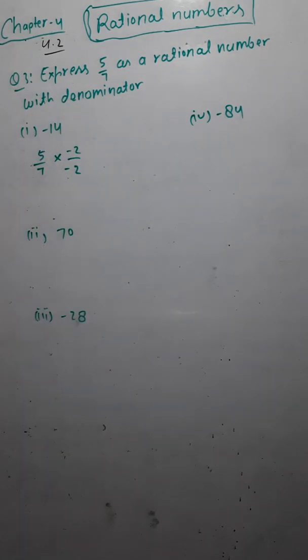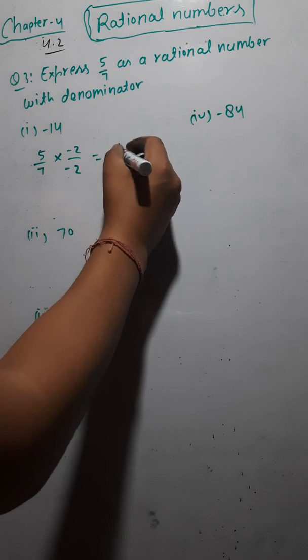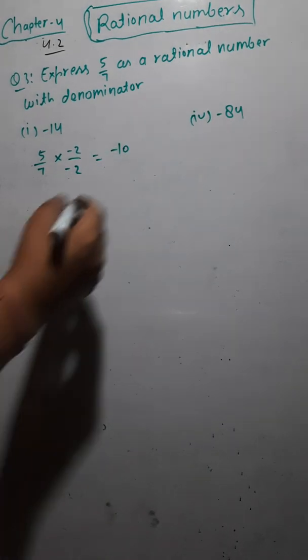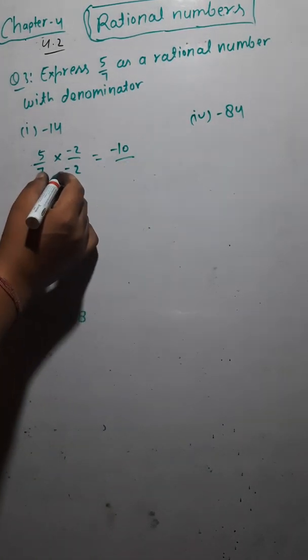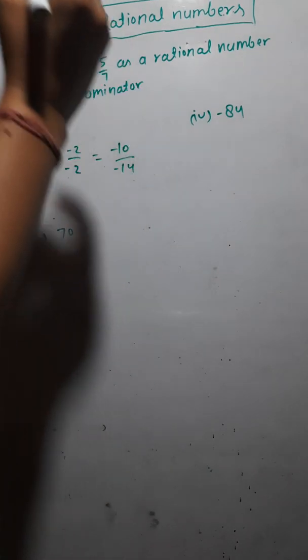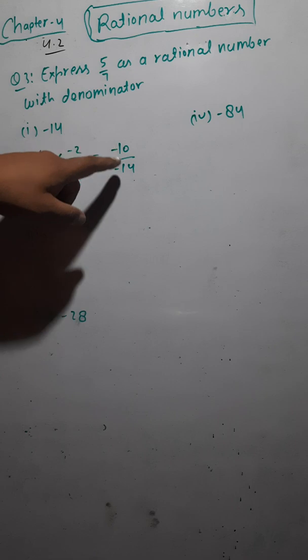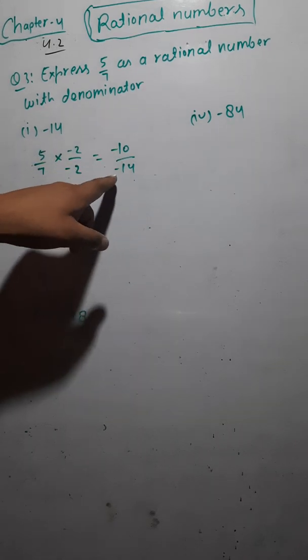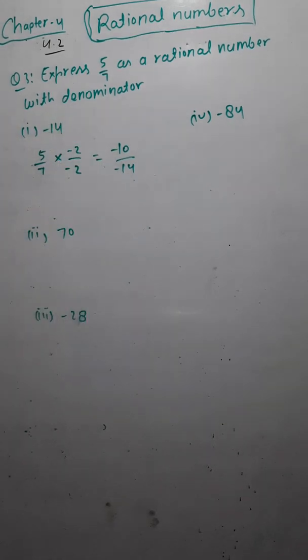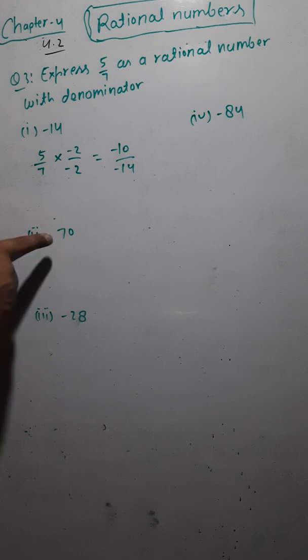Remember this. So the answer that you would be getting is 5 2s are 10, and minus would remain minus. Minus 10 divided by 7 2s are 14, minus is there, so it would be minus 14. Now if you see, 5 by 7 I have written as minus 10 by 14. Here you see the denominator is minus 14. Similarly, in the next question you have to make this denominator 70.